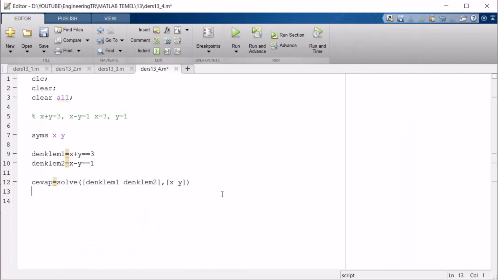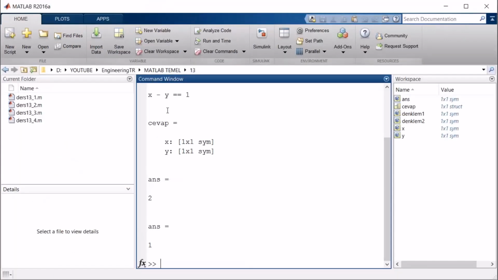MATLAB offers us something interesting. I put a full stop to the answers in the form of answer point x and answer point y. I write whatever I named the equation here. I'm writing answer because I named it answer. Since I use x and y variables, I put a period next to the answer and write x and y. We will try to reach the answer, namely 2 and 1. Let's see if it is right.